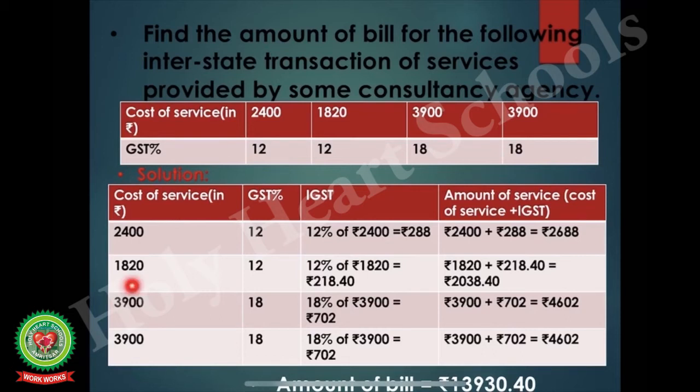For the second service, the cost is rupees 1,820. The rate of GST is again 12%. So the IGST will be 12% of rupees 1,820, which will be equal to rupees 218.40. So the amount of service will be equal to rupees 1,820 plus rupees 218.40, which will be equal to rupees 2,038.40.